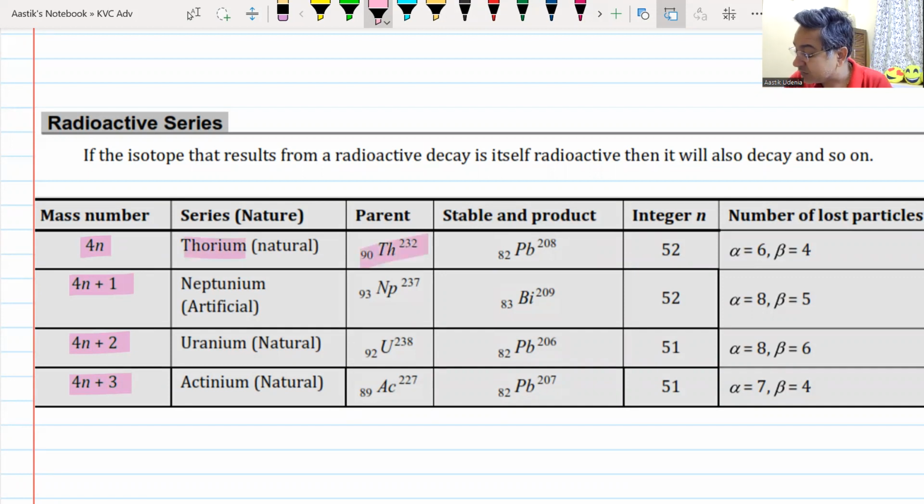For the 4n series, just for your academic purpose, write them quickly. It starts from thorium 232, atomic number 90, and ends at lead, Pb 208, atomic number 82. Then the value of n is 52. Alpha particles are 6. Beta particles are 4. Then we have the neptunium series, uranium series and actinium series, starting from unstable nuclei and ending up with stable nuclei. As you can see, all of these series end up either at lead or bismuth. I'll give you a minute to note this down. Do it fast if you want to.